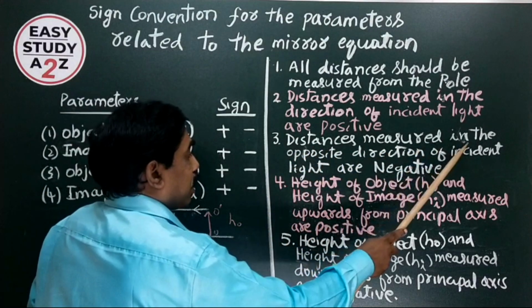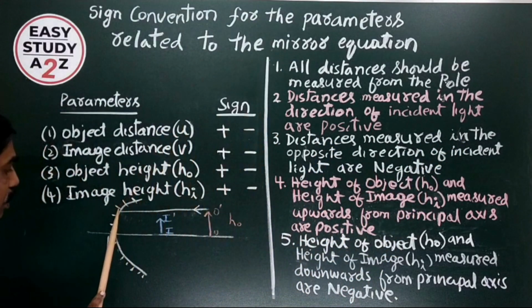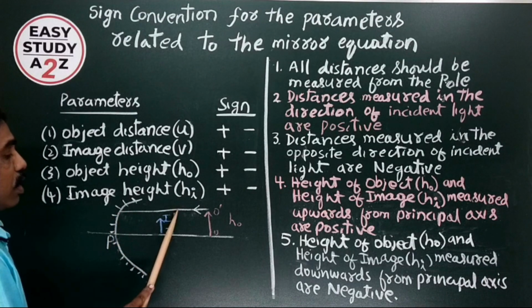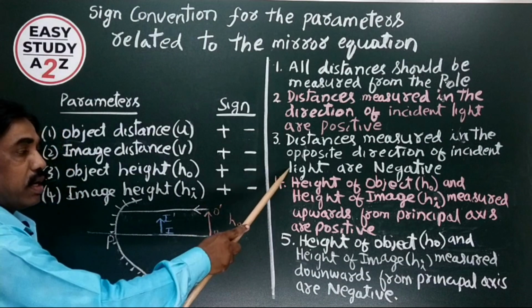Distance measured in the opposite direction of the incident light is negative. See here, we are measuring the distance in the opposite direction of the incident ray, so we take it as negative.